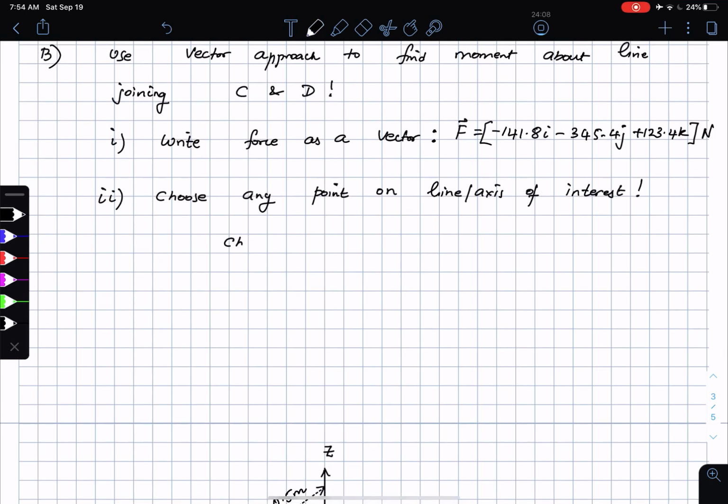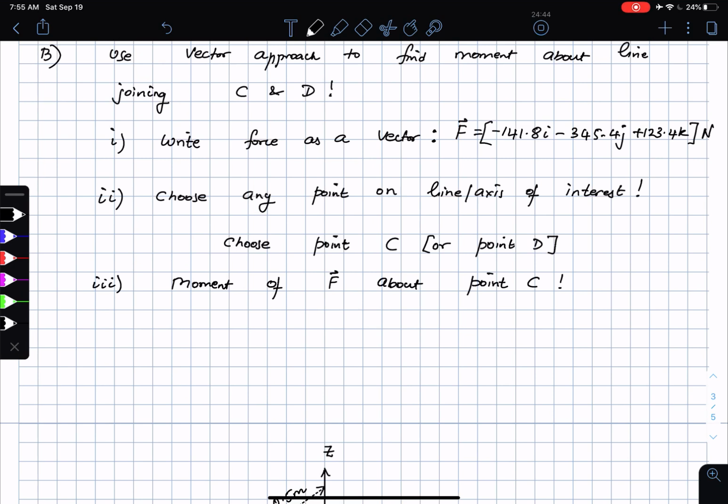So choose point C or point D. Either choice is perfectly fine. So if I choose the point C, then what is my next step? I need to find the moment of the force F. This is going to be about the point C. Moment of force F about point C.